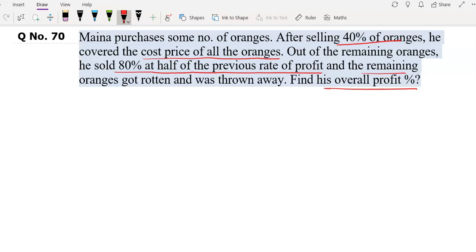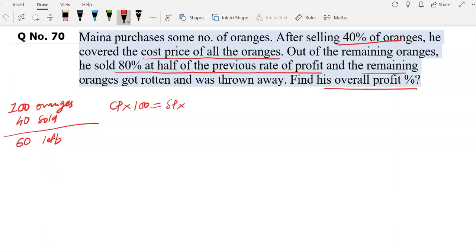So let's say Mina purchased 100 oranges in total. He sold 40% of oranges. So 40 are sold. He is left with how much? 100 minus 40, 60 oranges left. Now when he sold 40% of oranges, he covered the cost price of all the oranges. That means cost price of 100 oranges is equal to selling price of 40 oranges.